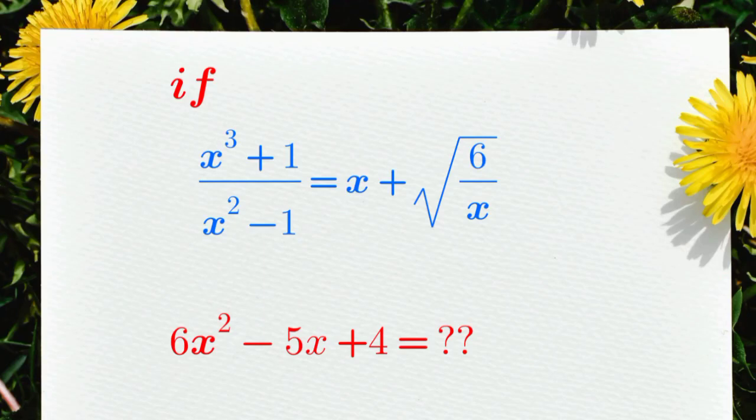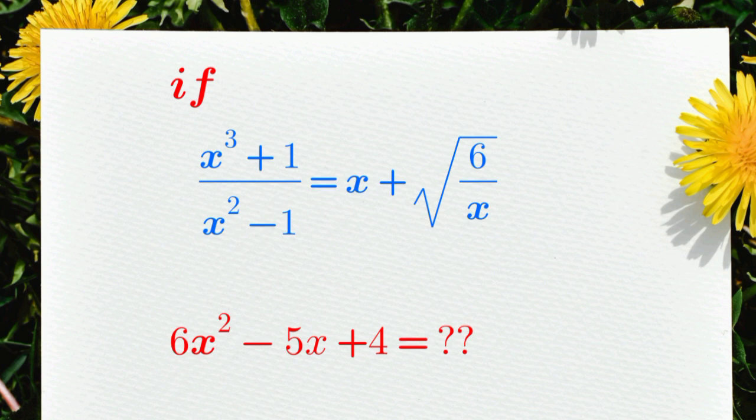Today's video will have this question. If (x^3 + 1)/(x^2 - 1) = x + √6/x, then you have to solve for 6x^2 - 5x + 4. Now, obviously, as you can see, we are going to solve for x. You can pause this video and give the question a try.